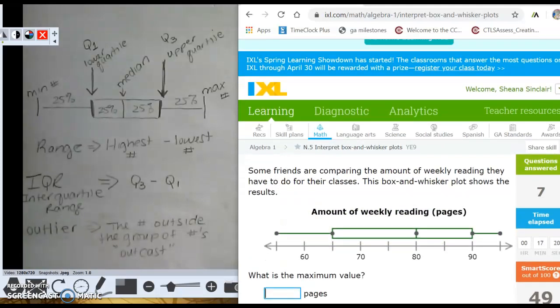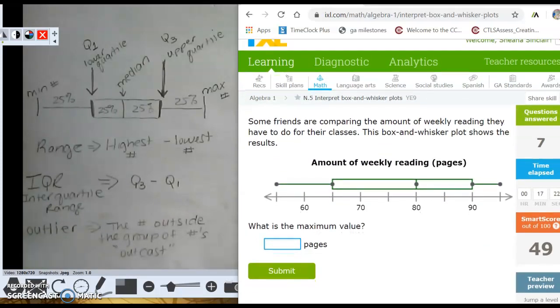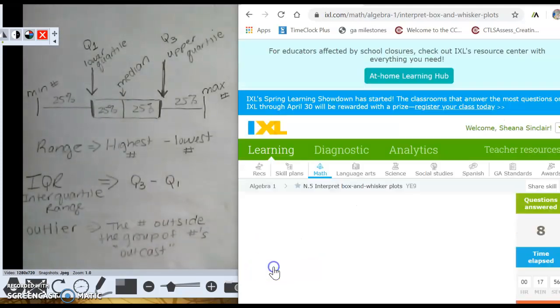Okay, next question. It says, some friends are comparing the amount of weekly reading they have to do for their classes. The box and whisker plot shows the results, and they're asking us what is the maximum value. So the maximum value, again, is the number all the way on the right of the whisker. And so that location is right here, and then we have to check our scale to see what they're counting by, and it seems as if they're counting by 5, so that's 80, 85, 90. So this would be 95 pages would be our answer.